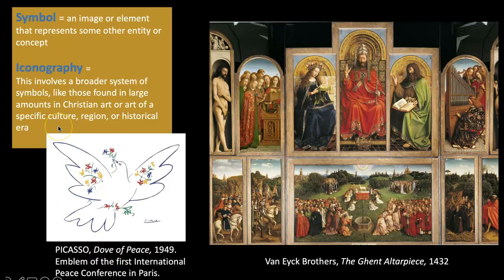Iconography involves a broader system of symbols. A religion like Christianity is full of them, whether doves or unicorns or lambs to symbolize Christ. There's a sacrificial lamb here symbolizing Christ, or lily flowers or white objects to symbolize Mary's purity.